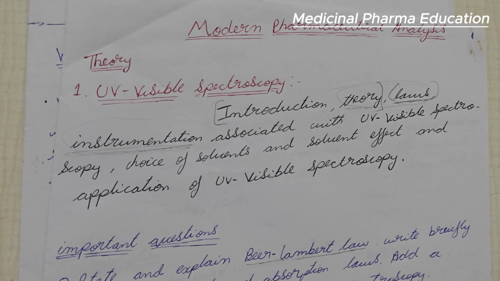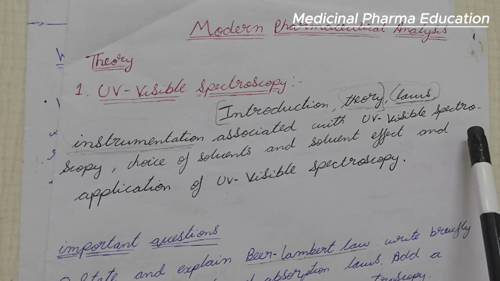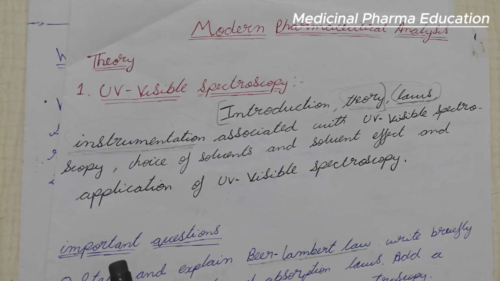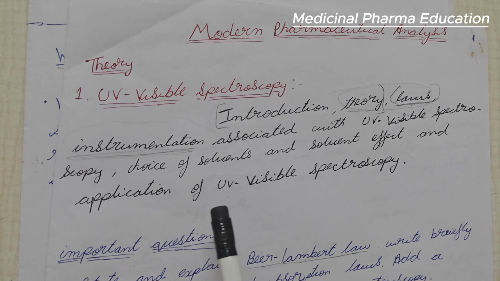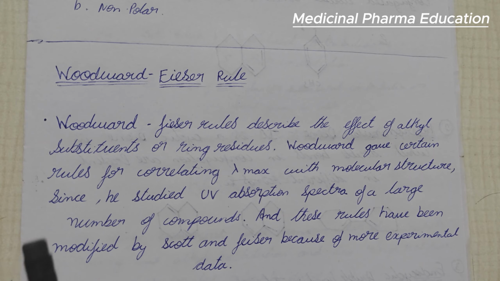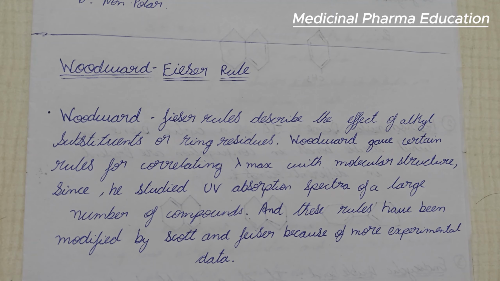In the previous videos we have discussed the introduction, theory, laws, and instrumentation associated with UV spectroscopy, and the choice of solvent and solvent effect. In this video we are going to study the applications and a very important topic, which is not mentioned in the syllabus: Woodward-Fieser rules. It is very basic and easy. In today's class we are going to complete UV visible spectroscopy completely. Let's go through the Woodward-Fieser rules.